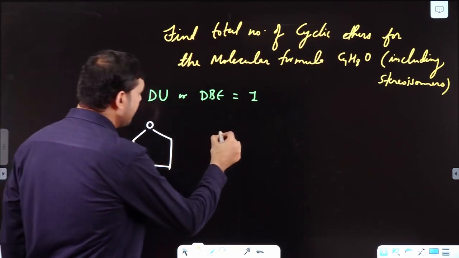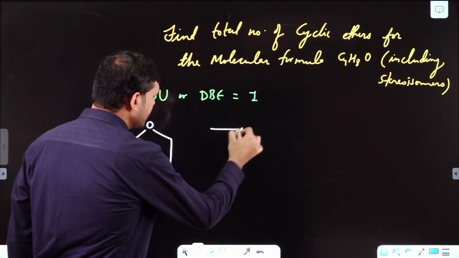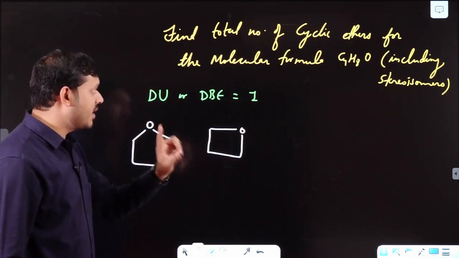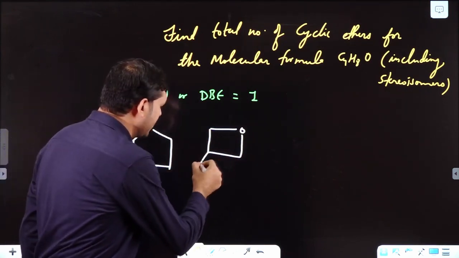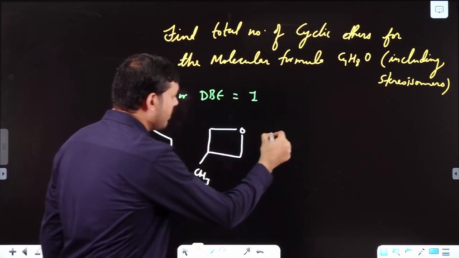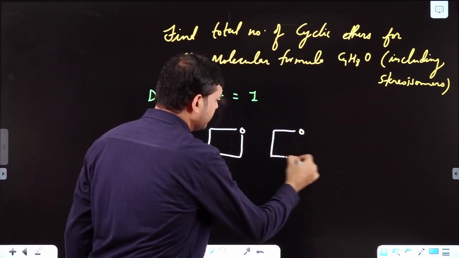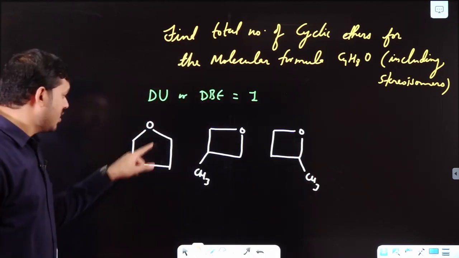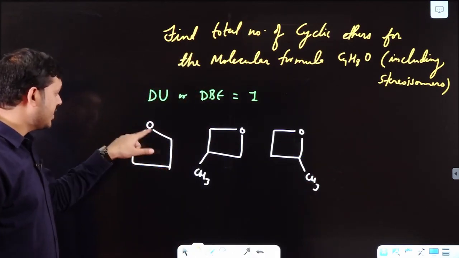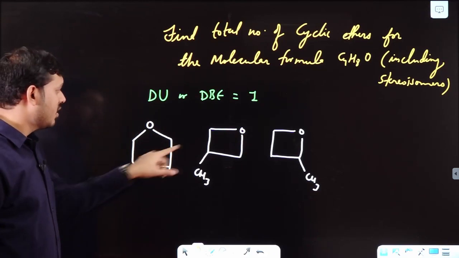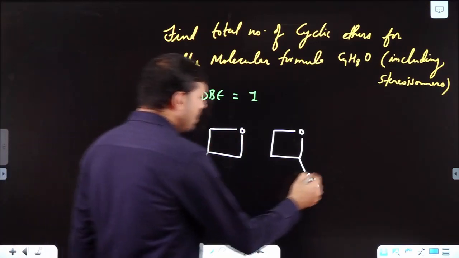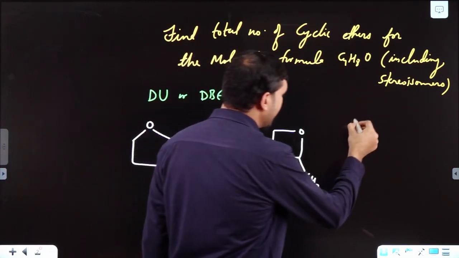Now let's check the 4-membered ring. In the case of a 4-membered ring, you can make one methyl, then this part CH3, or one more possibility, this CH3. Let me check the formula. 1, 2, 3, 4 carbon, 1 oxygen, 2, 4, 6, 8. Possible, same. This one also. Now let me draw 3-membered rings.